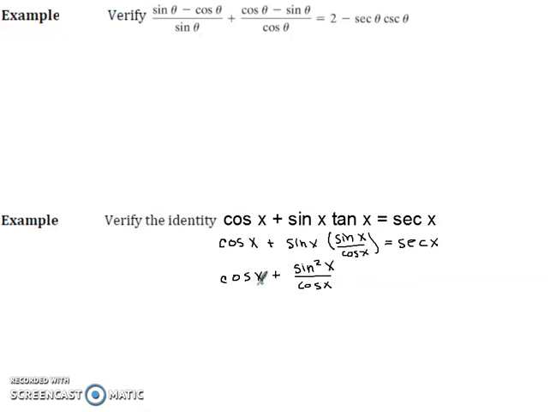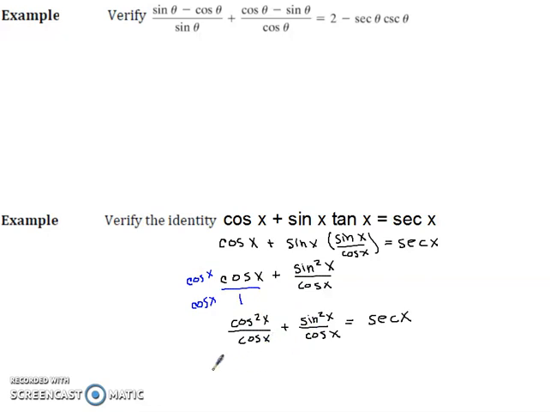Now on the left, if I want to add these two, I do need a common denominator, so I'm going to multiply the numerator by cosine of x, and I will also multiply the denominator, which is 1, by cosine of x. So this gives me cosine squared of x over cosine of x plus sine squared x over cosine of x. And that I want to show is equal to secant of x. I'm doing this because I have two different terms on the left and only one on the right, so that tells me that I should be combining these to the best of my ability.